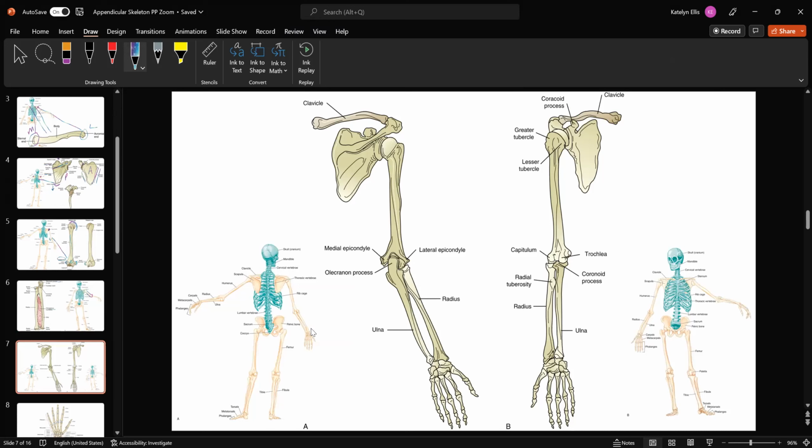Now let's look at the arm as a whole, including the shoulder girdle. So here we're looking at it from a posterior view. Remember, the shoulder blade, the scapula, is way more interesting from the back. That is where the scapular spine is. Remember, this is the scapular spine. All right, and here are your processes.